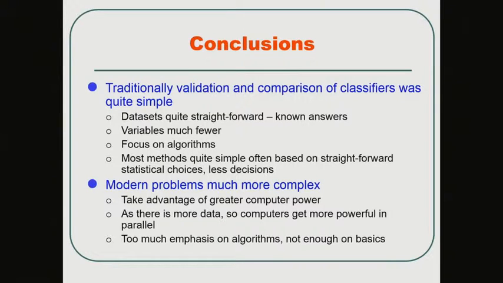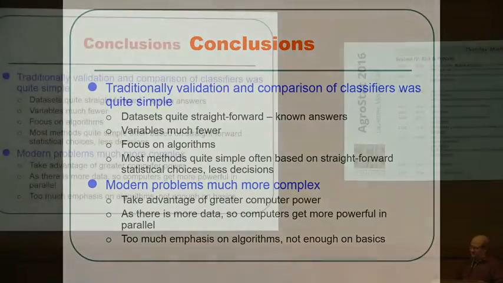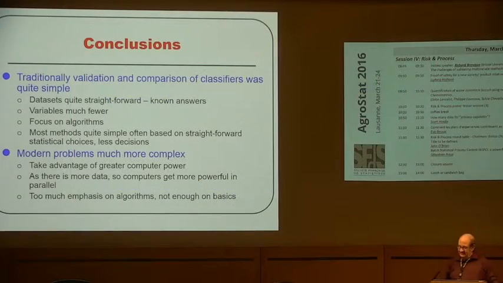I've gone through a lot of things. I just took a miscellaneous selection. I could have put in many more things, much more detail. And I'm talking mainly about classification because that's my main expertise. Originally, it was a very simple thing. It was quite straightforward with known answers. The variables were much smaller. A lot of the original work, right up to about the 70s, 80s, focused on algorithms. And both methods were quite straightforward. There were fewer decisions down the road.